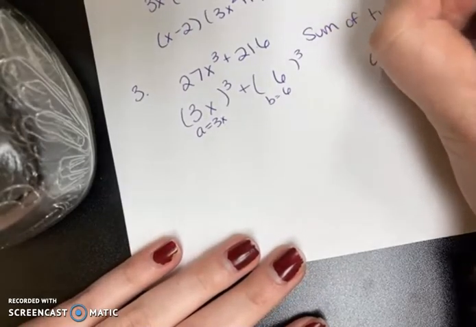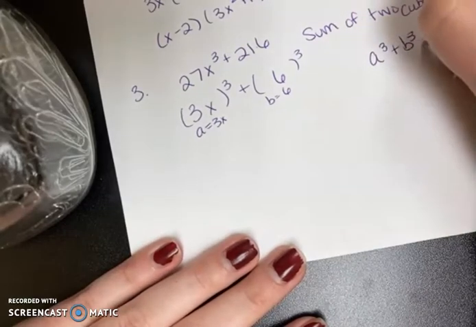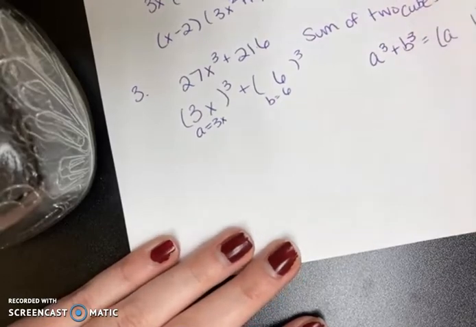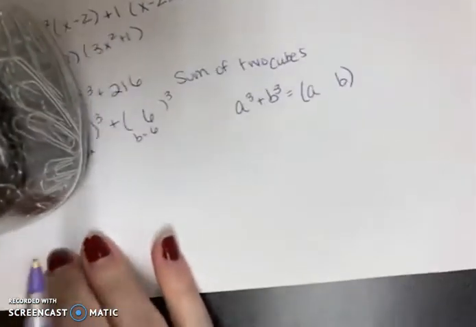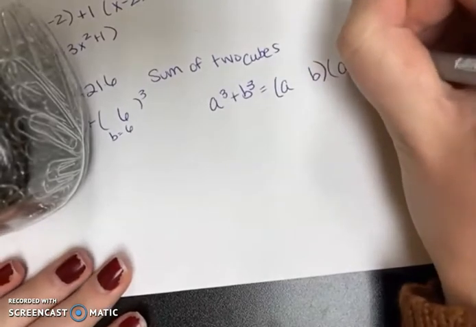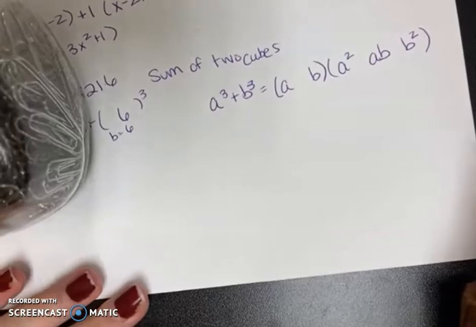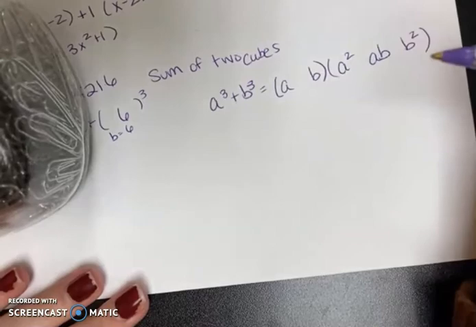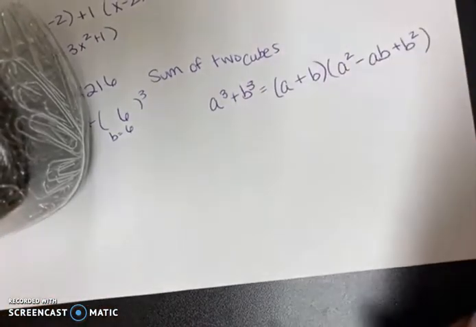If I have A cubed plus B cubed, that's equivalent to, remember the sum and difference both have A and B in the first parentheses. And then in the second parentheses will be a trinomial of A squared, AB, and B squared. The only difference is their signs. So if it was minus, it would be minus plus plus. But because this is a plus, it would be plus minus plus.